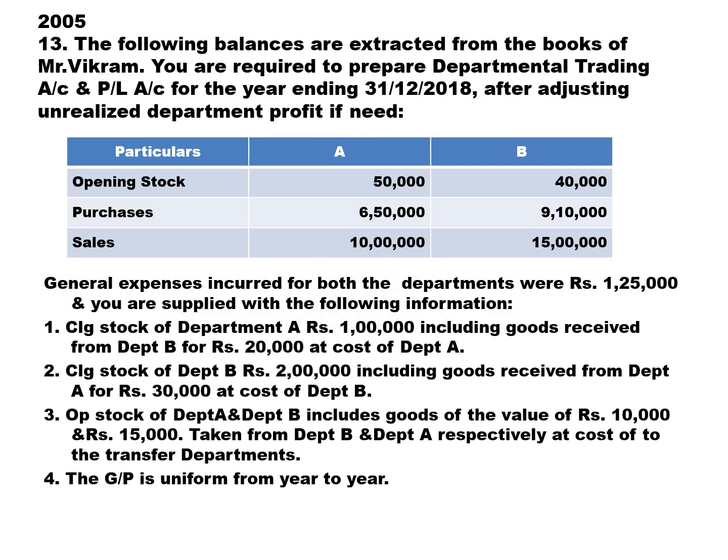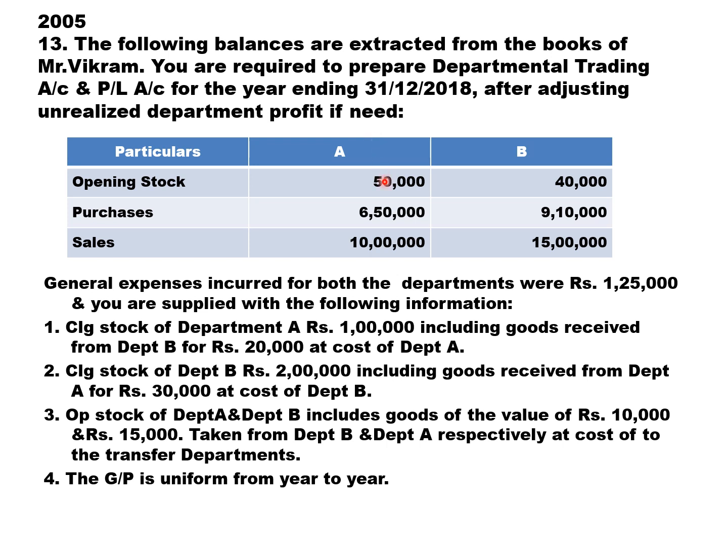So 13th question, students. It is similar to the 12th, which we did just now. The following balances are extracted from the books of Vikram. You are required to prepare departmental trading account and P&L account for the year ending 31/12/18 after adjusting unrealized departmental profit if needed. Unrealized profit is nothing but stock reserve.